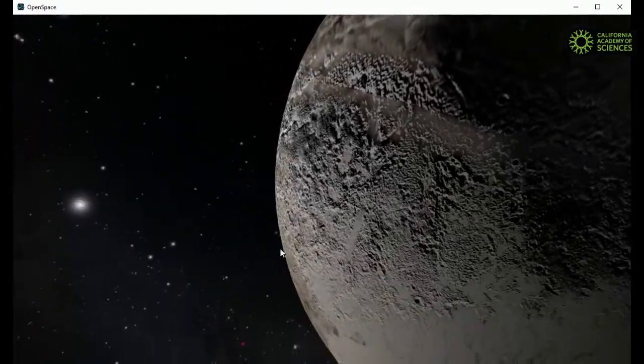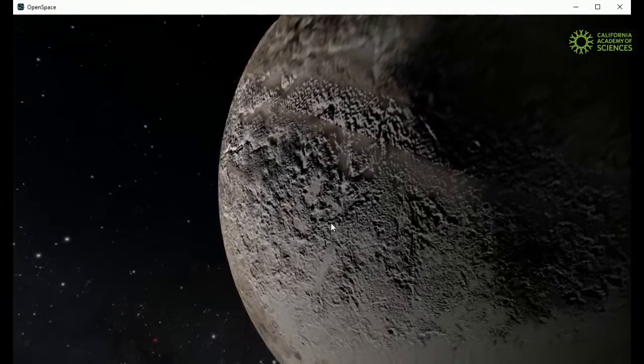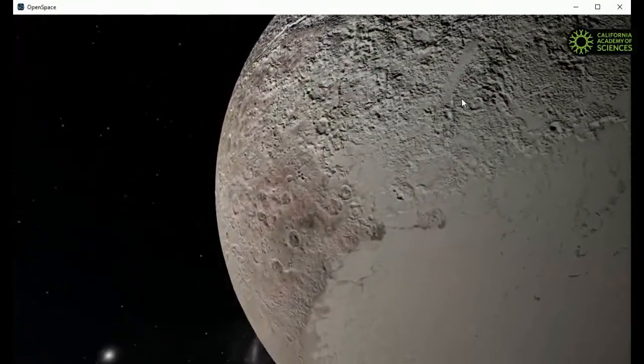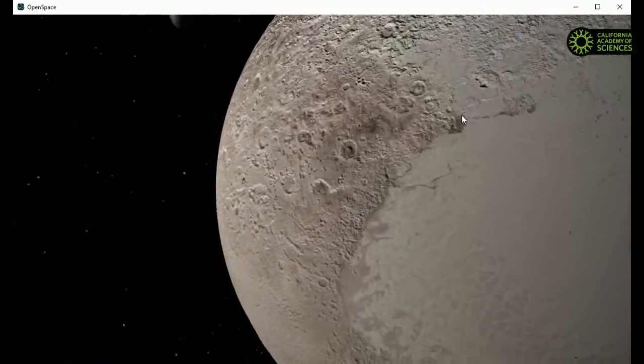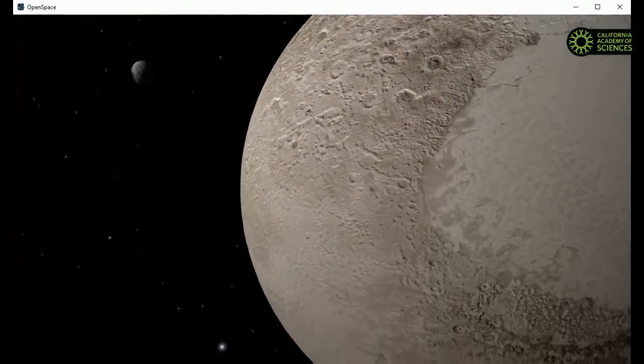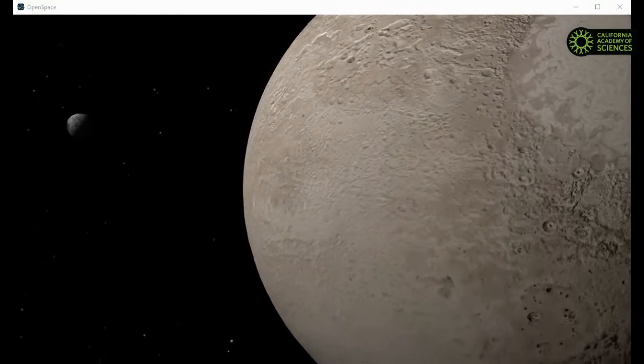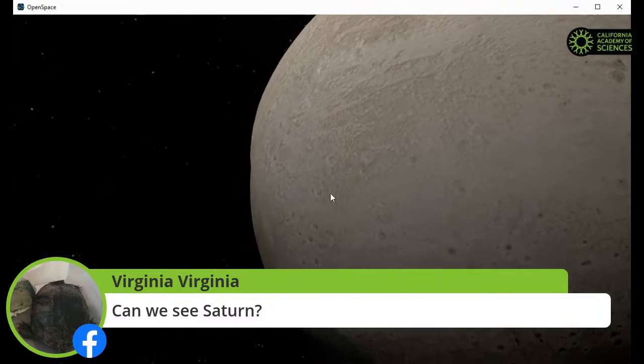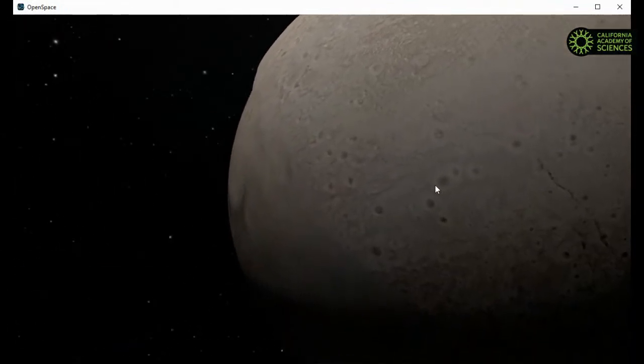We have been checking out the icy dragon's teeth, or penitentes, of Pluto, which is just a really cool way to start a program. So it looks like we had some requests. I can see one coming in from, let's see, Virginia, who wants to go check out Saturn. I think that is a great way to start a program as well.